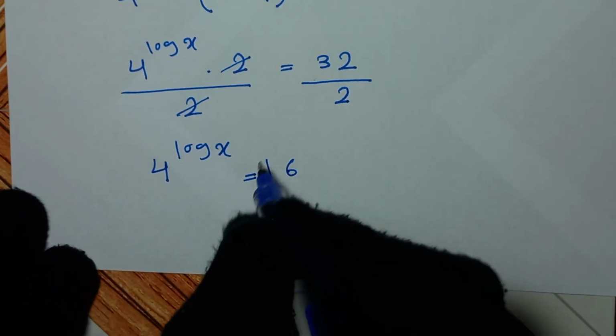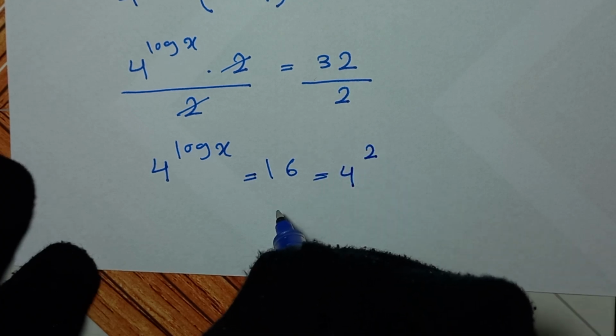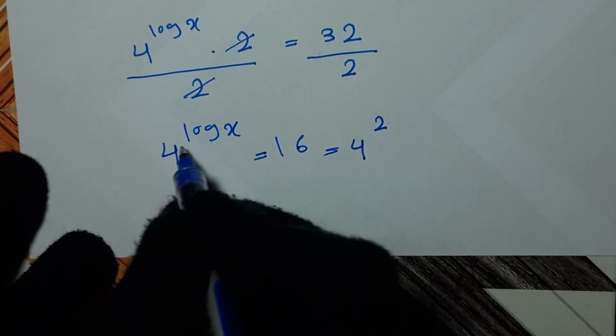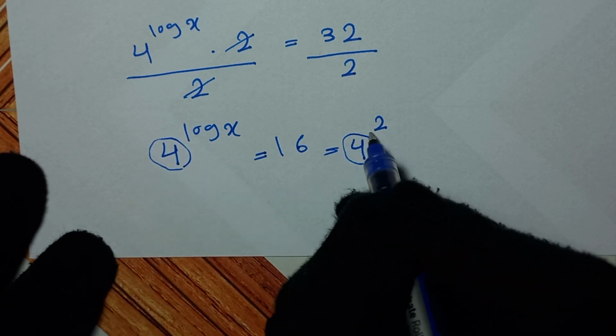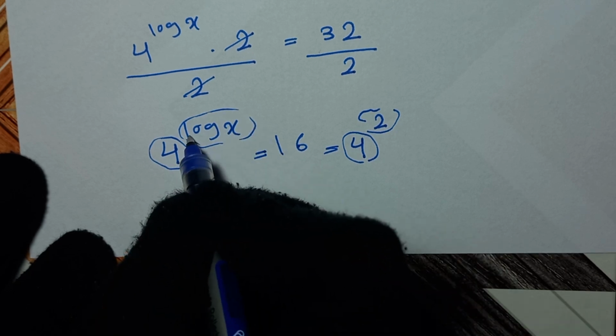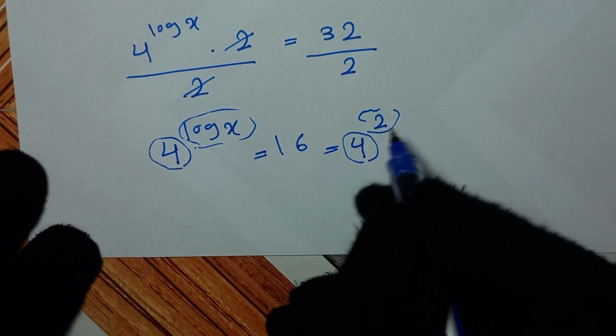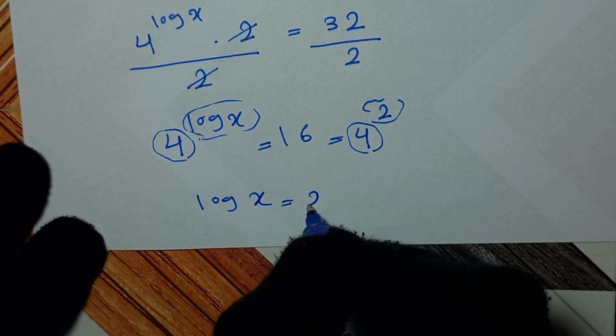And 16, we can write this as 4 to power of 2, right? So in here, this is equal to this, and base is common. So these powers should be equal, right? So log of x is equal to 2. So we write in here, log of x is equal to 2.